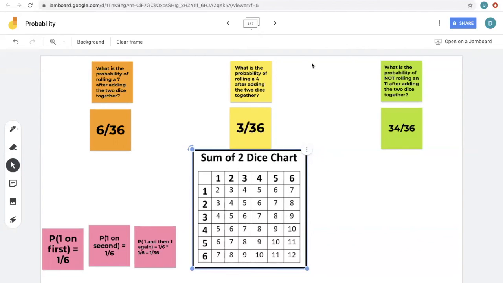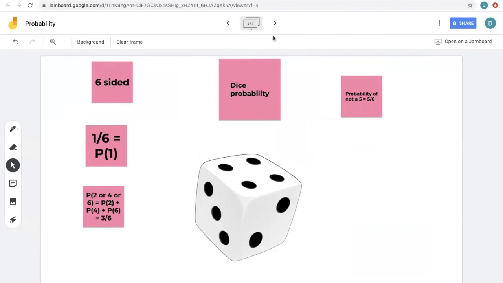So yeah, that's all there is for the dice, and there will be something on the formative assessment, but it won't be with the 36 options. It'll be more of what we did here with the 6-sided die.